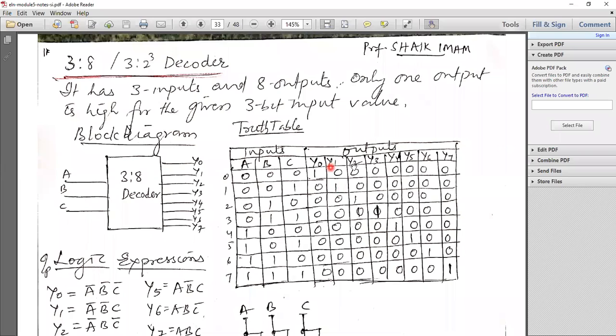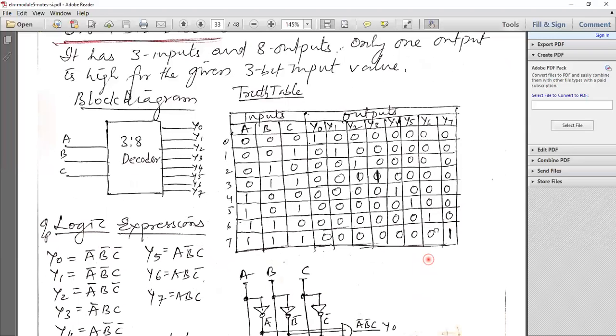Similarly, for the input combination of 2, Y2 will be high. For the input combination of 3, Y3 will be high. For the input combination of 4, 1, 0, 0, Y4 will be high. For the input combination of 5, 1, 0, 1, Y5 will be high. For the input combination of 1, 1, 0, Y6 will be high. For the input combination of 1, 1, 1, Y7 will be high. This is how we derive the truth table of the 3:8 decoder.